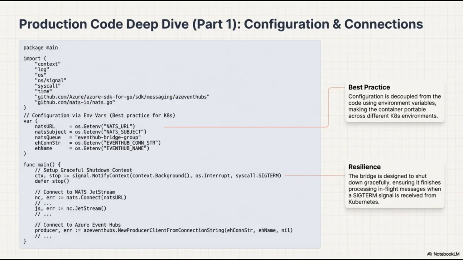Lastly, the code establishes robust connections to NATS JetStream and Azure Event Hubs, utilizing the previously defined environment variables to securely and flexibly manage external service endpoints.